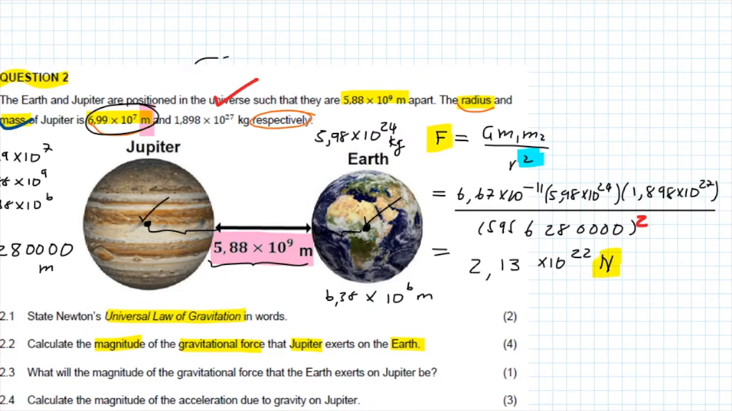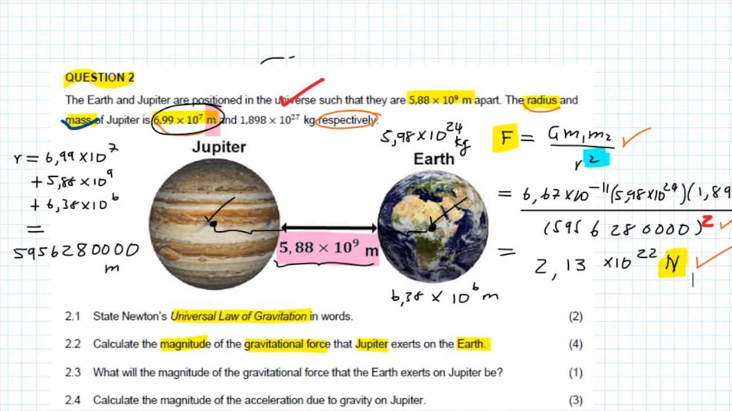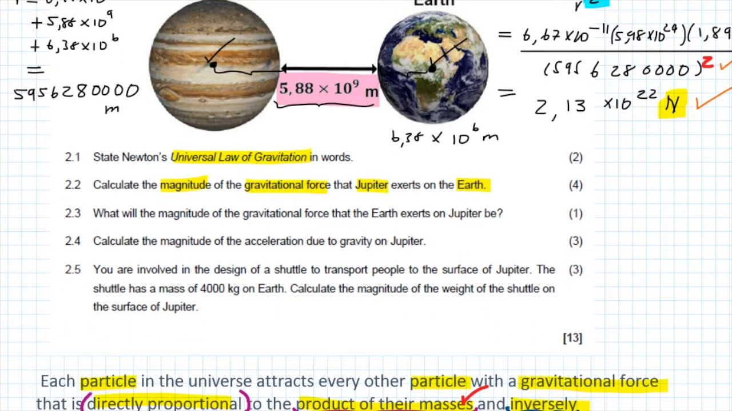This question is out of 4 marks. You're going to get 1 mark for your formula, 1 mark for your substitution at the top, 1 mark for your substitution at the bottom, and 1 mark for your final answer. You only needed to calculate the magnitude of the force, so that is your answer. No direction required.